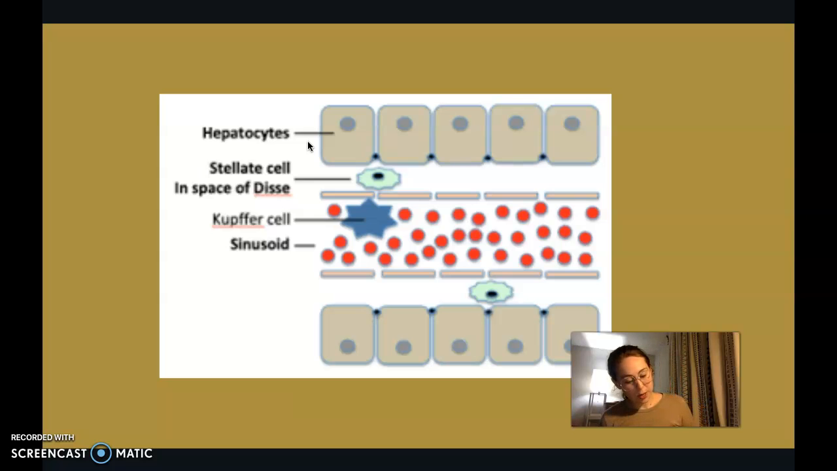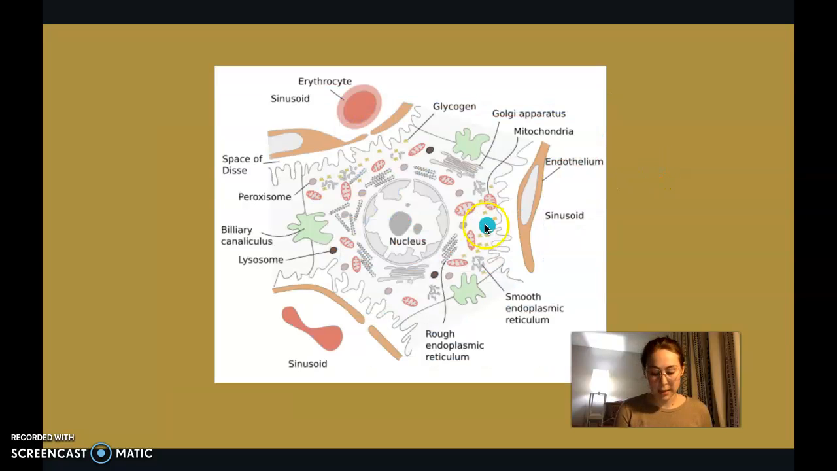Hepatocyte liver cells branch off into other cells like hepatic stellate cells. These are the hepatic stellate cells. So this is what it looks like inside of a hepatocyte cell.